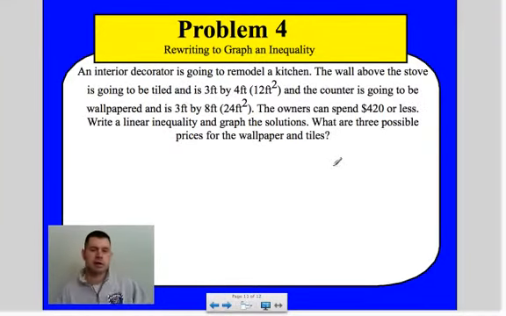All right, let's look at a story problem here. An interior decorator is going to remodel a kitchen. The wall above the stove is going to be tiled and is 3 feet by 4 feet, or 12 feet squared. And the counter is going to be wallpapered, which is 3 feet by 8 feet, which is 24 feet squared. The owners can spend $420 or less. Write an linear inequality and graph the solutions. What are the 3 possible prices for the wallpaper and tiles?